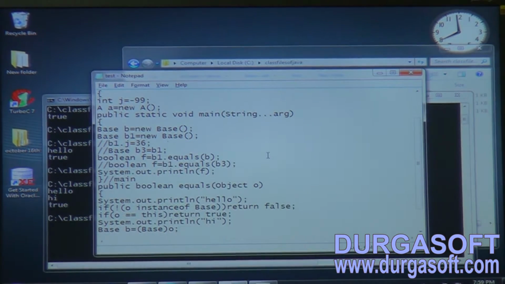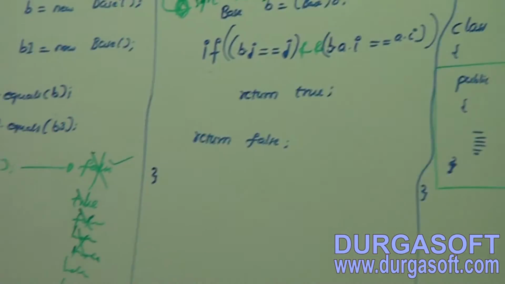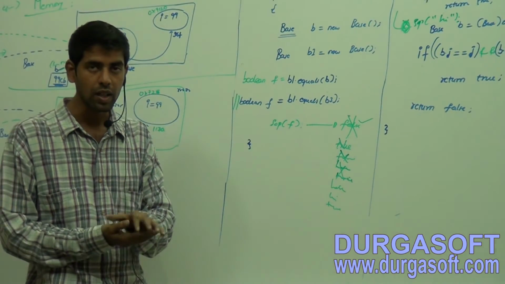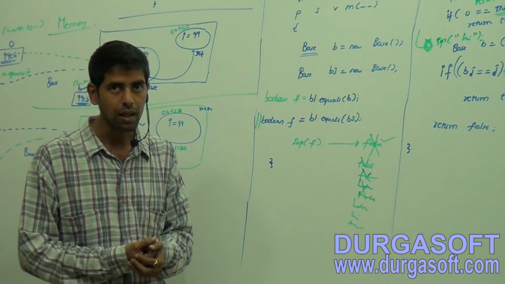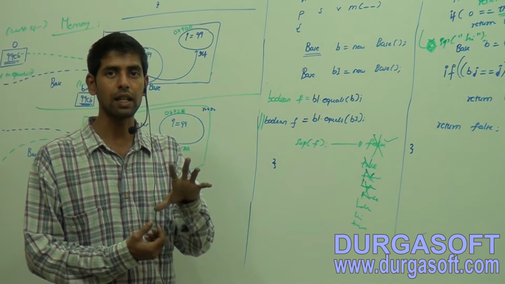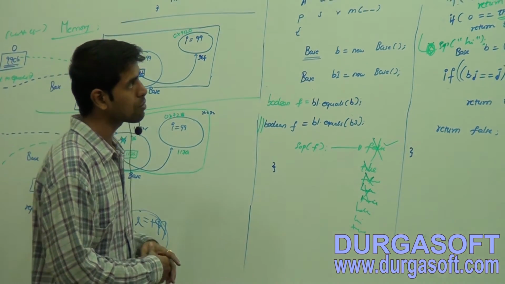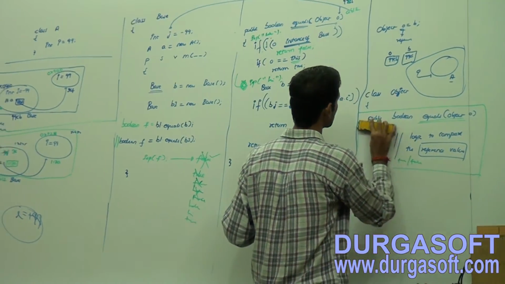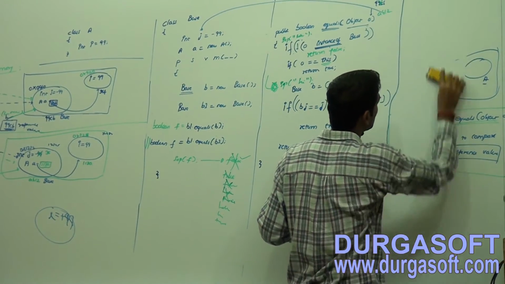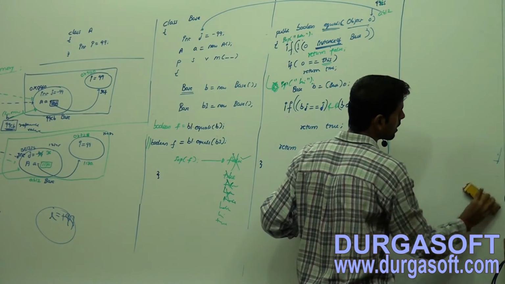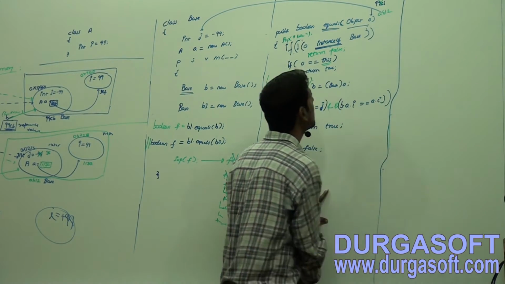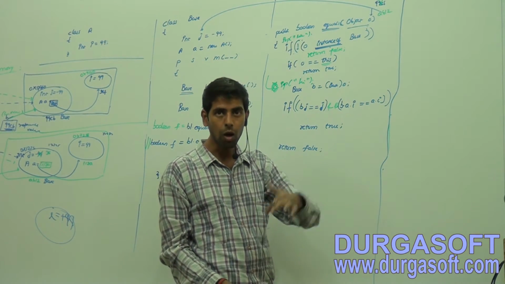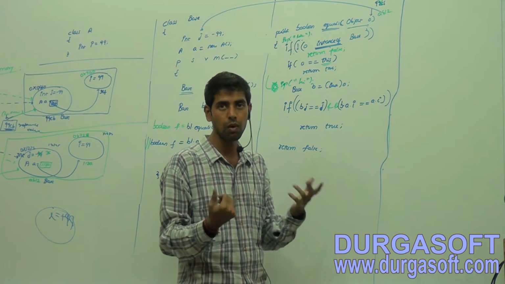Now observe this part. This is our equals method overriding, which should be overridden to compare two objects' data. Now here we are having some small issues. If I pass a different object instead of Base, what happens? It returns false.